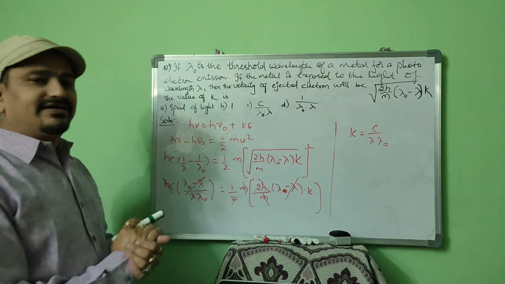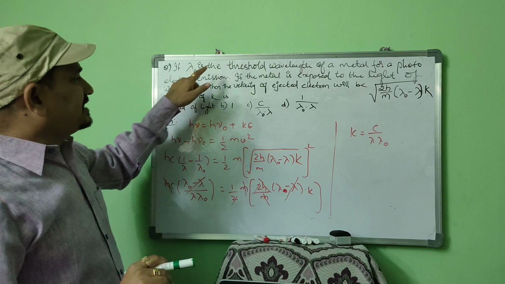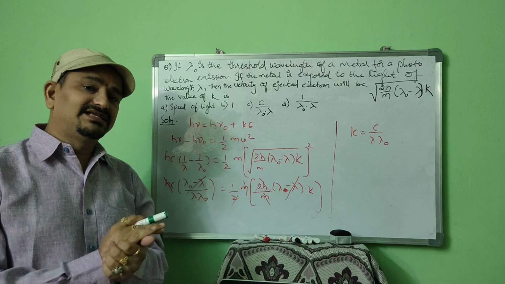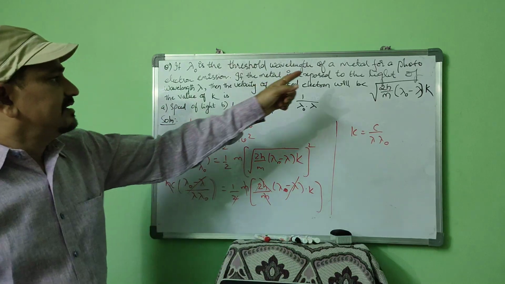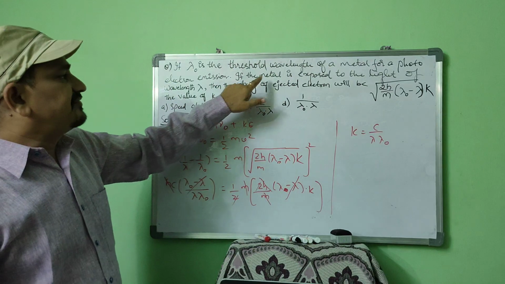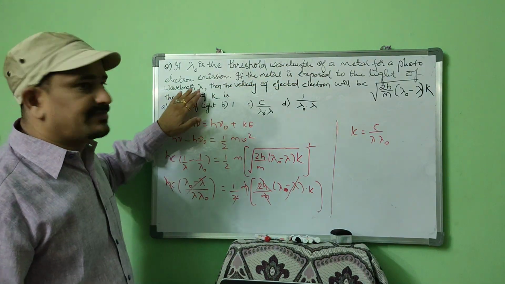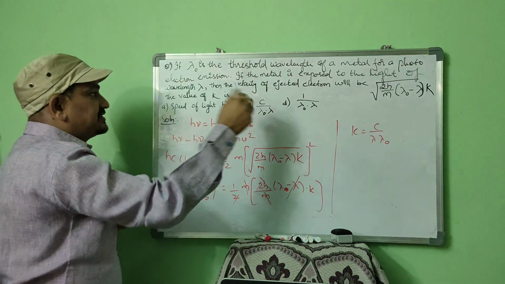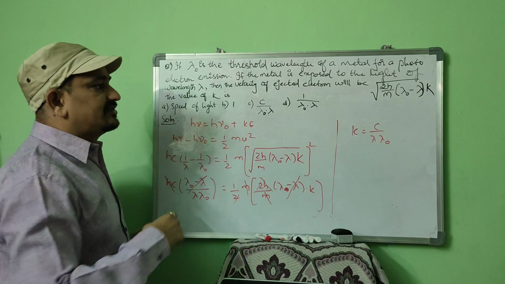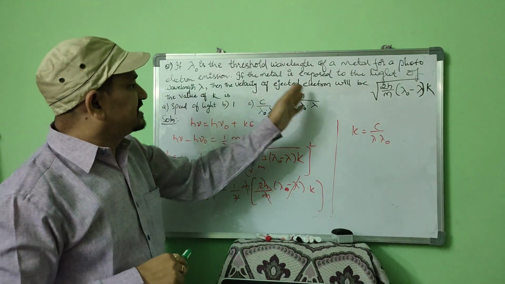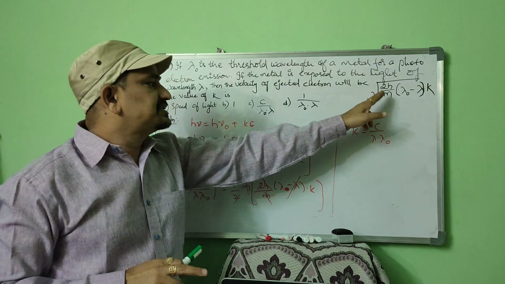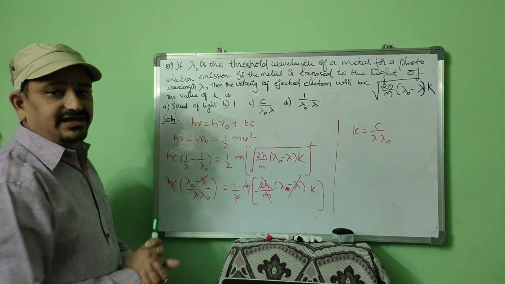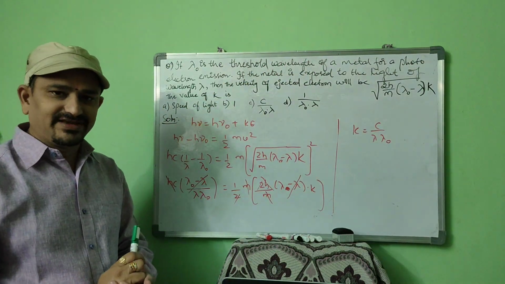Okay, this is our next question. If lambda naught is the threshold wavelength of a metal, you know what's meant by threshold wavelength, the minimum wavelength required for the ejection of an electron, right? For a photoelectron emission, okay? If the metal is exposed to light of wavelength lambda, its threshold wavelength is lambda naught, and the wavelength of the emitted radiation is lambda, then the velocity of the ejected electron is given as 2h by m into (lambda naught minus lambda) into k. In such a case, find the value of that k. This is our question, right?